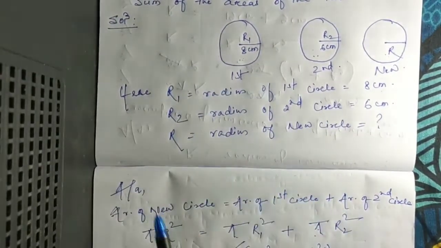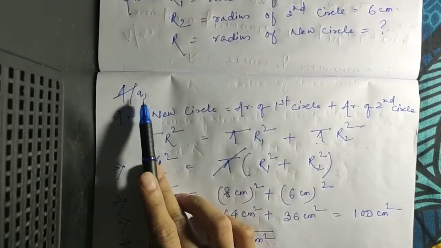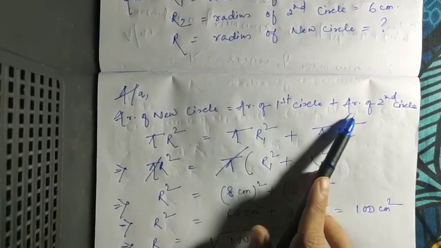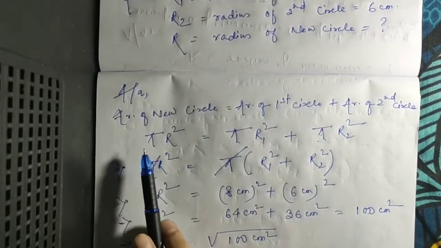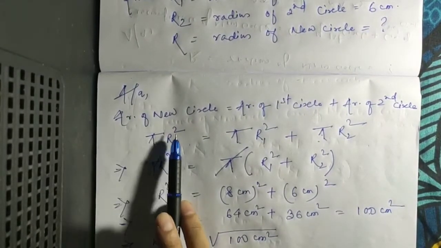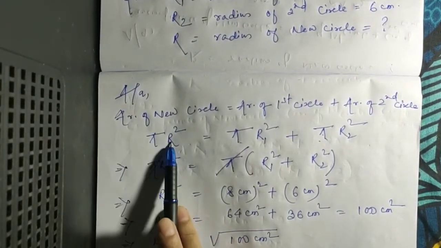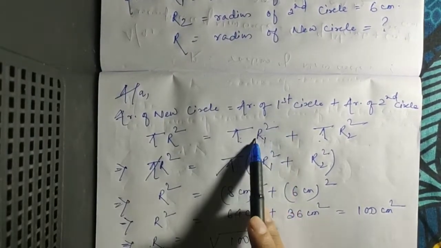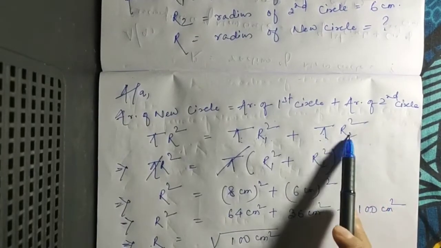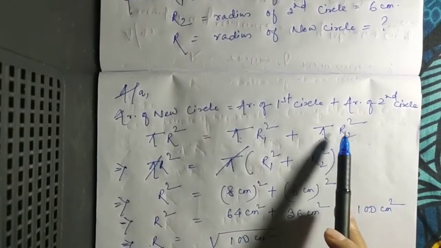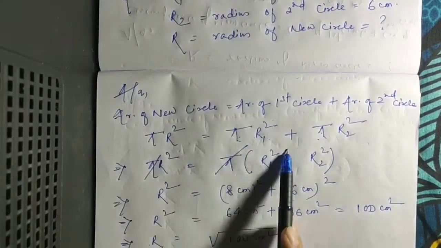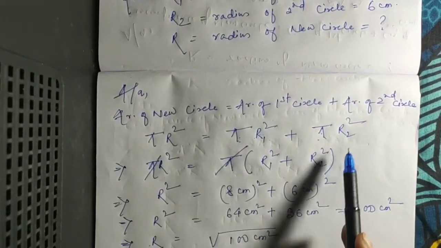So these are the language written here. According to the question, area of the new circle is equal to area of first circle plus area of second circle. So area of the new circle, pi r square, r is the radius of the new circle, pi r1 square, that is the radius of the first circle, and pi r2 square, that is r2 is the radius of second circle. So pi common taken, r1 square plus pi common taken, r2 square.